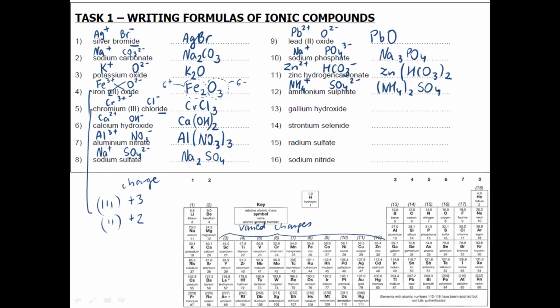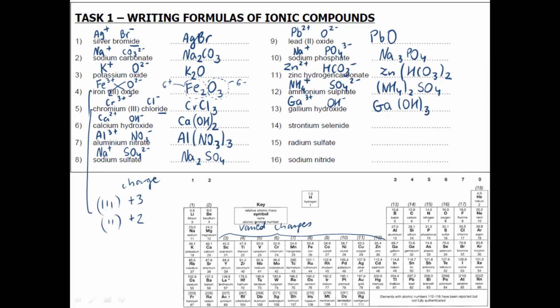Okay. Right, next one. We have gallium. I don't know what gallium is, so I'm going to look it up. So gallium is in here. Gallium is in group 3. So gallium, Ga, is a 3 plus, hydroxide is OH minus, right? So you're going to have Ga, and need to triple the OH.